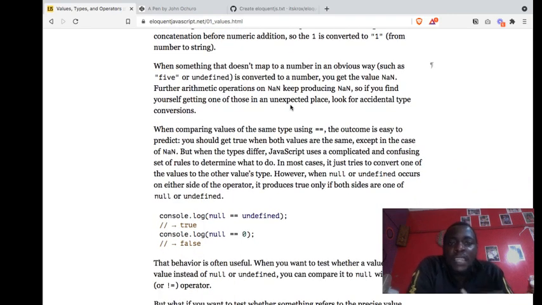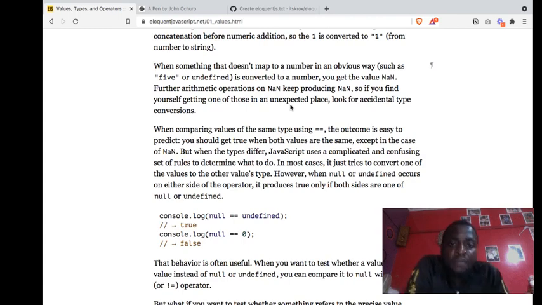When something that doesn't map to a number in an obvious way, like "five" or undefined, is converted to a number, you get the value not a number. Further arithmetic operations on not a number keep producing not a number. So if you find yourself getting into one of those unexpected places, look for accidental type conversions. When your code starts breaking and you can't understand why, look for unexpected accidental type conversions.